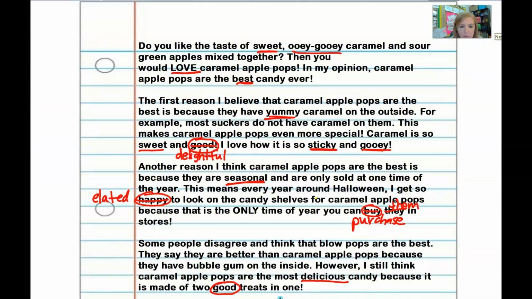However, I still think caramel apple pops are the most delicious candy because it is made of two wonderful treats in one. Okay, I'll take that. That sounds much better. So I'm going to cross it off. I'm not erasing. So now my sentence says, however, I still think caramel apple pops are the most delicious candy because it is made of two wonderful treats in one.